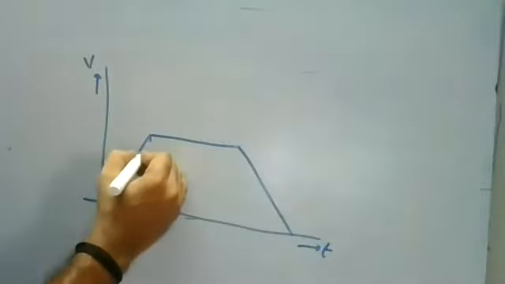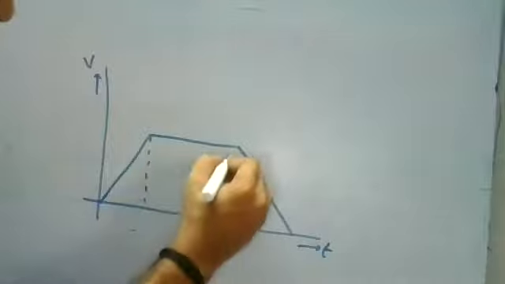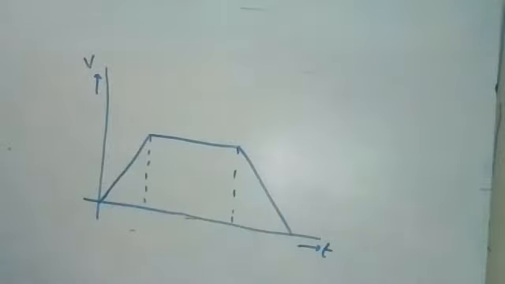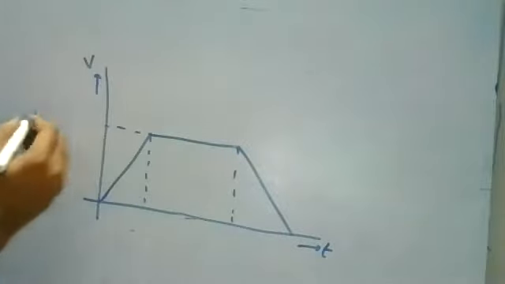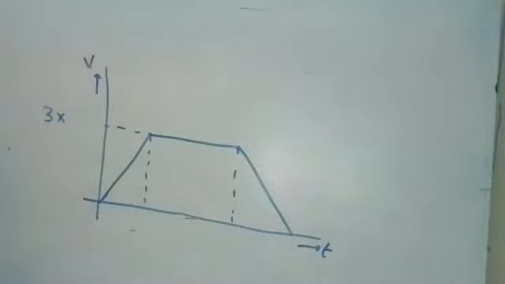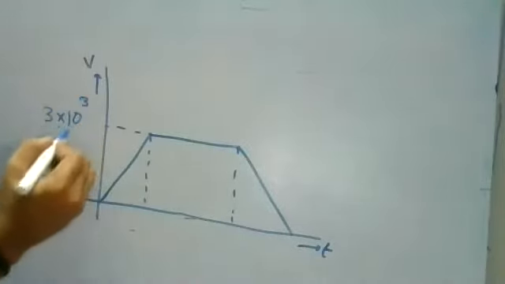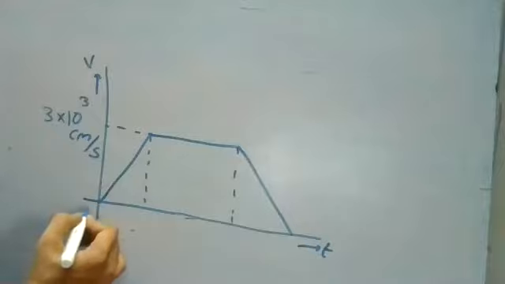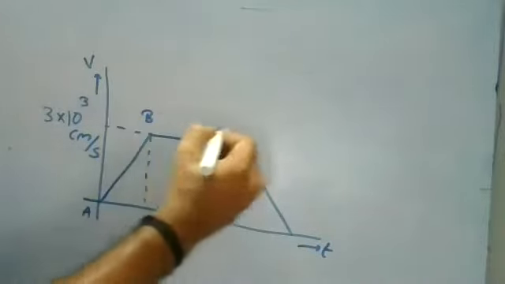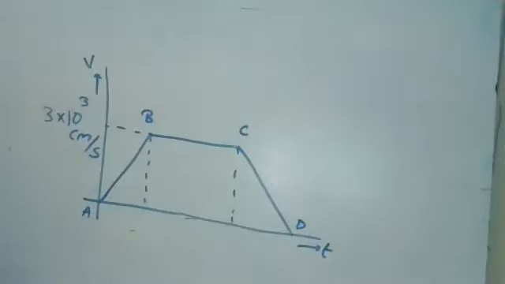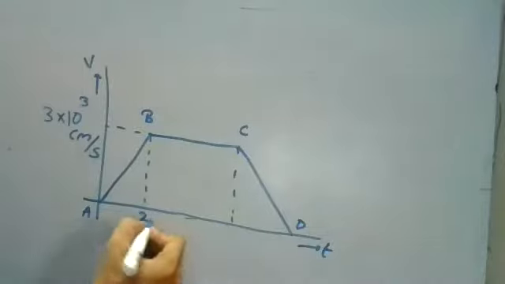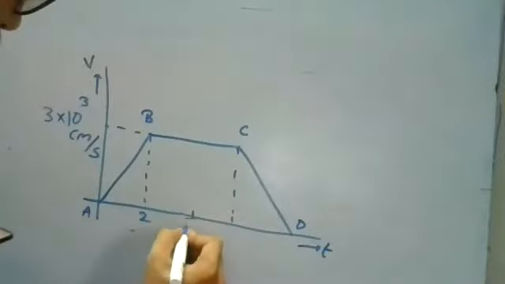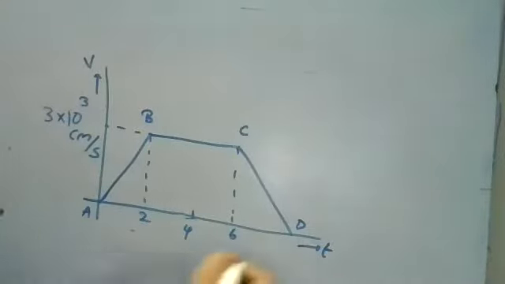Okay, so this is your graph. Just take the points. On the y-axis is the velocity, 3 into 10 power 3 centimeter per second. This is point A, point B, point C, and point D. The time periods are 2, 4, 6, and 8.